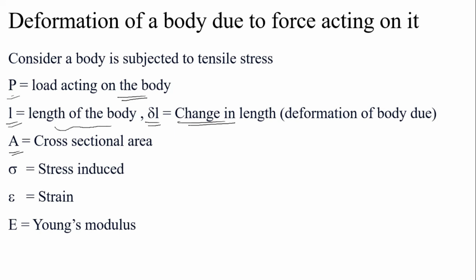A is the cross-sectional area, sigma is the stress induced, epsilon is the strain, and E is Young's modulus. Now, for the deformation of the body due to the force acting on it, we have to calculate del L.